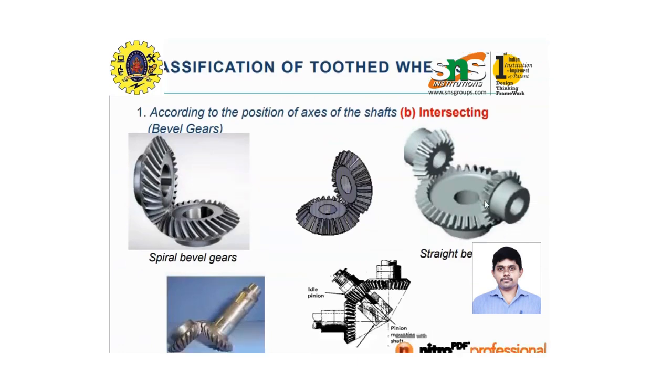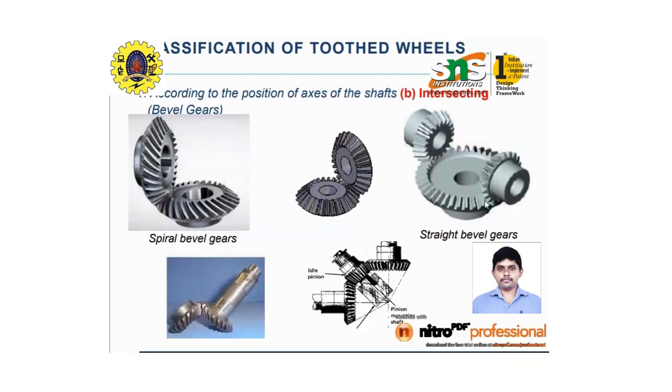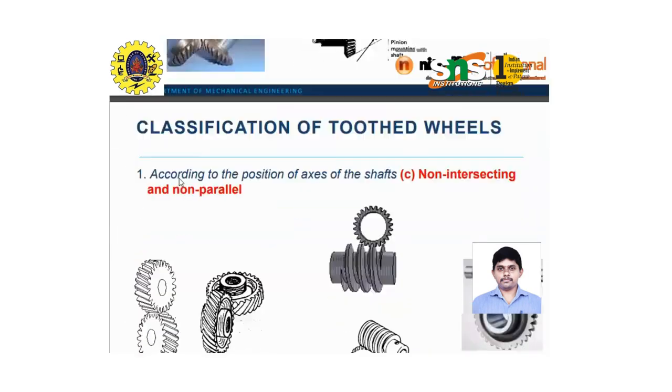And if they are classified according to the axis, the first one is called spiral bevel gears. Here the axis of the driver is in a perpendicular direction, but we have two driven gears, and both are on the same axis. That is what you call straight bevel gears. Okay, that is what you call straight bevel gears. And here this is the spiral bevel gears.